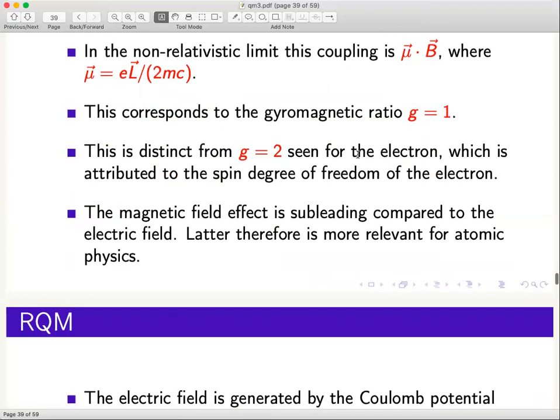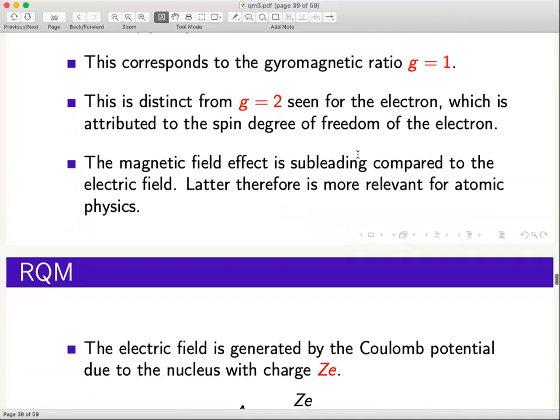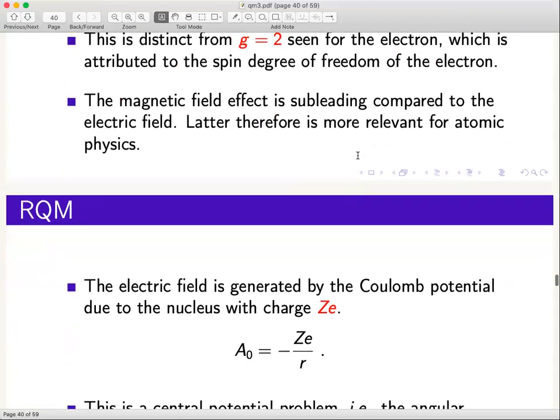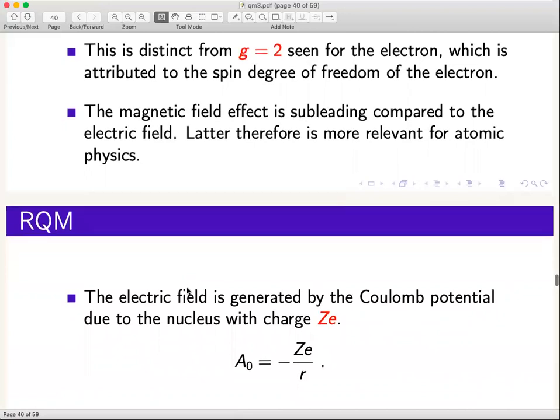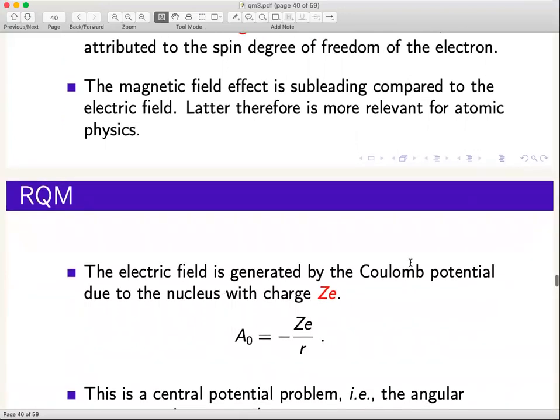But right now we are still doing relativistic quantum mechanics, trying to solve the hydrogen atom problem itself. So as I said, we are going to ignore the magnetic field. Therefore, we are essentially reduced to the electric field problem, and that is generated by the Coulomb potential due to the nucleus with charge Z times E. And therefore, this Coulomb potential is minus Z times E by R.